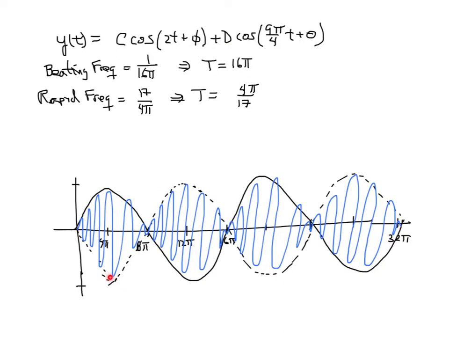So I'm drawing my envelope, my 2 beating functions, a positive 1 and a negative 1. And then I have no idea how accurate this is, but the rapid frequency is rapid. It's significantly faster than the beating frequency, and that's all I need to see. Okay, that's it.